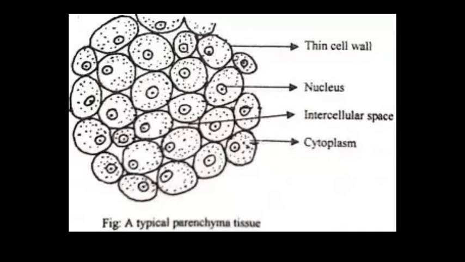Large central vacuole for food and water storage is there. Some parenchyma are involved in excretory substance storage, also called idioblasts, storing substances such as resin, tannin, gums, oils. In typical parenchyma chlorophyll is always absent. Chloroplast-containing parenchyma tissues are chlorenchyma, which perform photosynthesis, such as the mesophyll of leaves. And parenchyma provides turgidity to cells. There is cytoplasm, there is intercellular space in parenchyma, there is a thin cell wall, and there is a prominent nucleus.